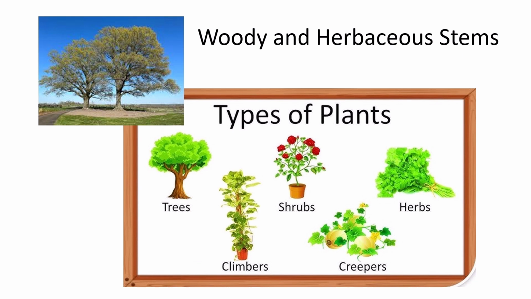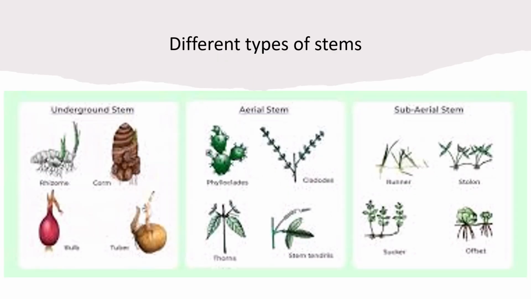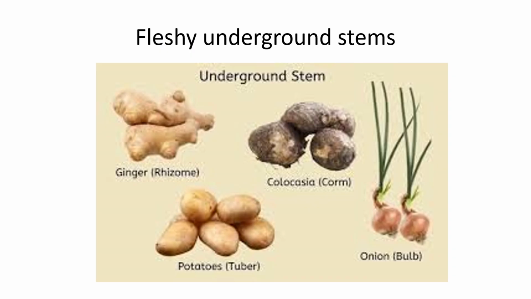We also look at different stems, which are woody stems and herbaceous stems. And we also look at different plants, which are trees, shrubs, herbs, climbers, and creepers. Different types of stems are looked at, which are underground stem, aerial stem, and subaerial stem. We also look at fleshy underground stems, like ginger, palm, onion, potatoes, etc.